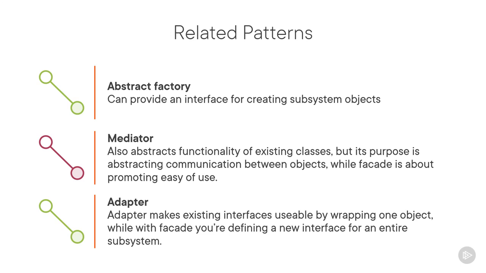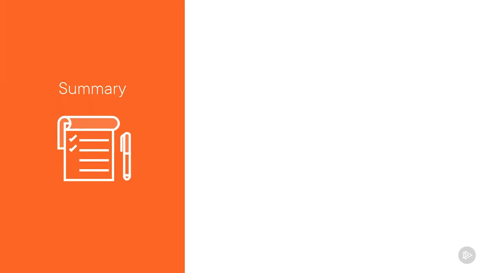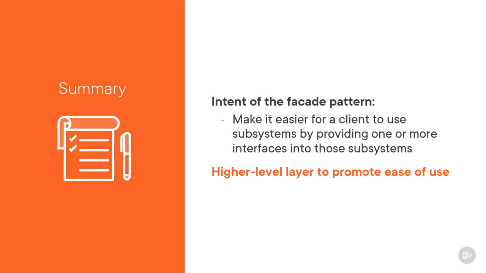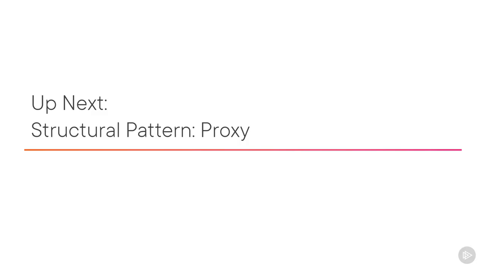And with that, it's time for the module summary. The facade pattern is a very common pattern that makes it easier for a client to use subsystems by providing one or more interfaces into those subsystems. It's essentially a higher level layer to make the subsystem classes easier to use. Up next, another pattern from the structural pattern family, the proxy pattern.